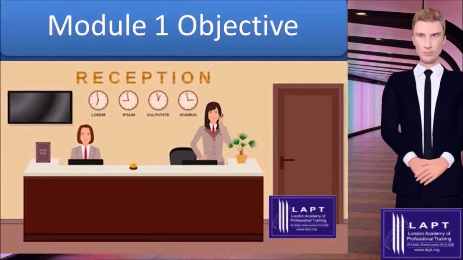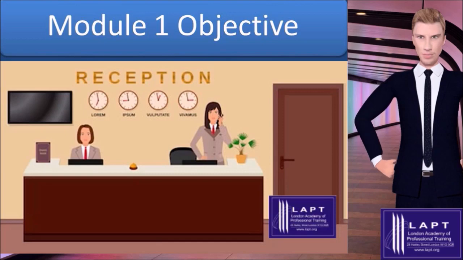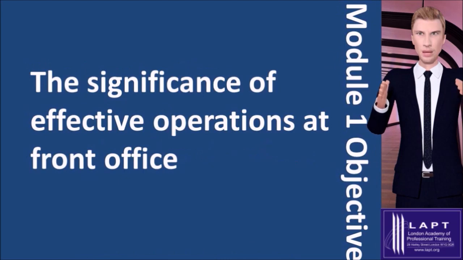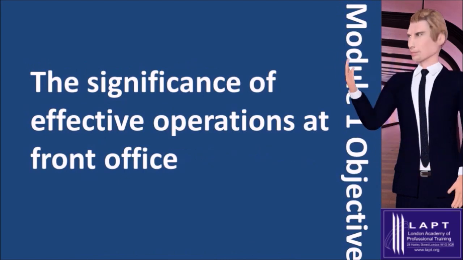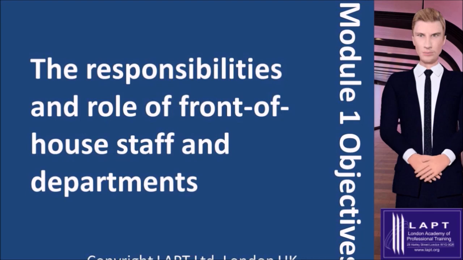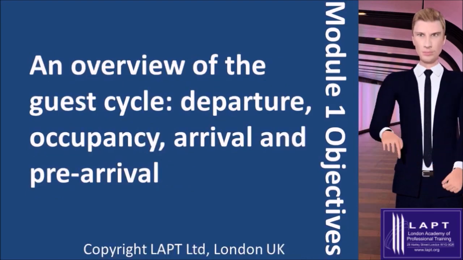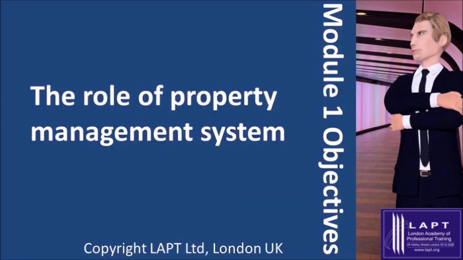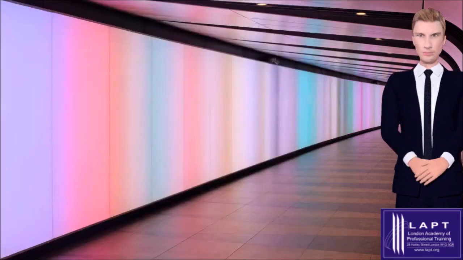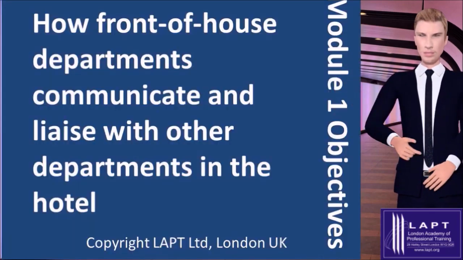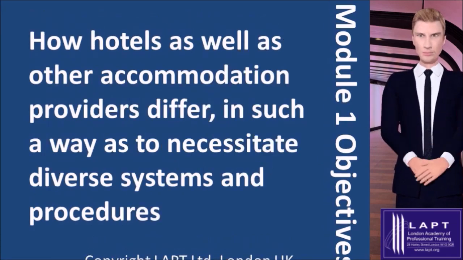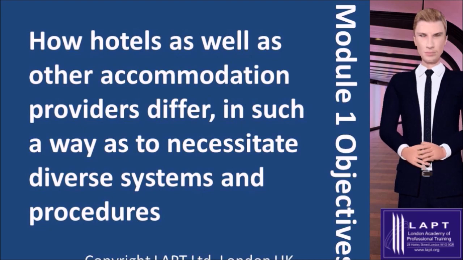Module 1 Objectives. In this chapter you will learn the front office operations organization structure, the significance of effective operations at front office, the responsibilities and role of front of house staff and departments, an overview of the guest cycle: departure, occupancy, arrival and pre-arrival, the role of property management system, how front-of-house departments communicate and liaise with other departments in the hotel. How hotels as well as other accommodation providers differ, in such a way as to necessitate diverse systems and procedures.